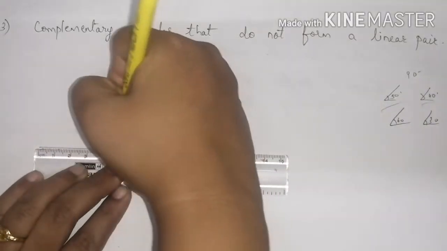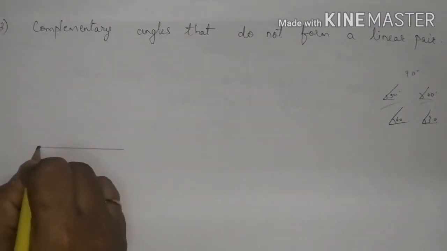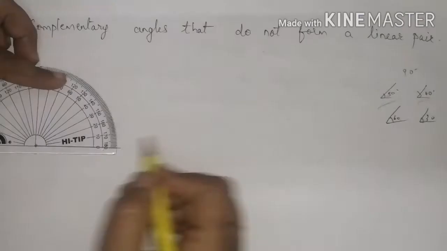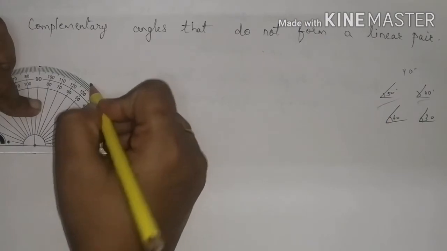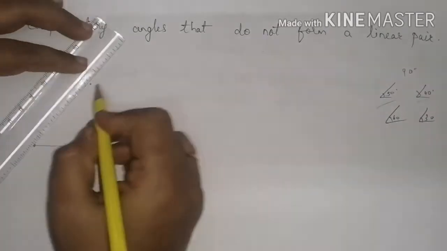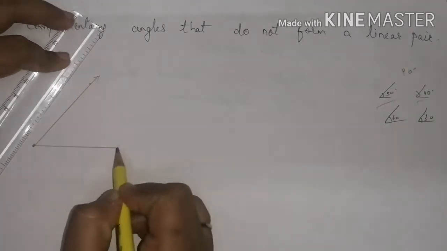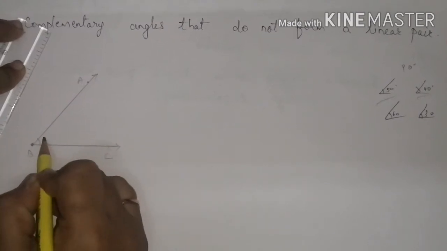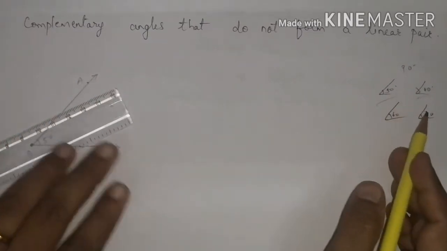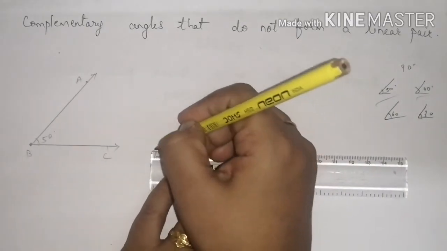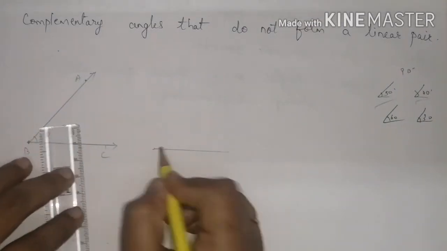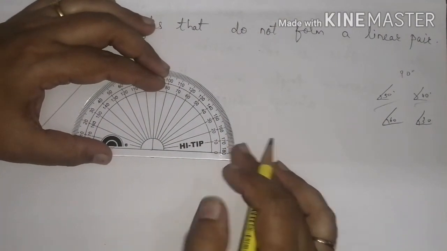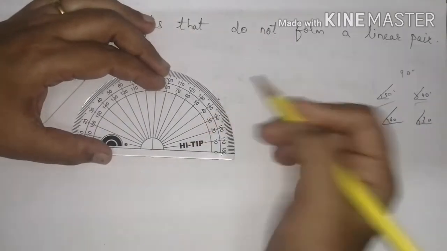So I will draw the baseline, any measurement, and place your protractor. We are drawing a 50 degree angle. So from here 50 degrees, let us mark. This angle will be drawn of 50 degrees. Give its name ABC. This is 50 degrees. Another angle we will draw of 40 degrees because they are complementary. Place your protractor here. 40 degrees: 0, 10, 20, 30, 40.